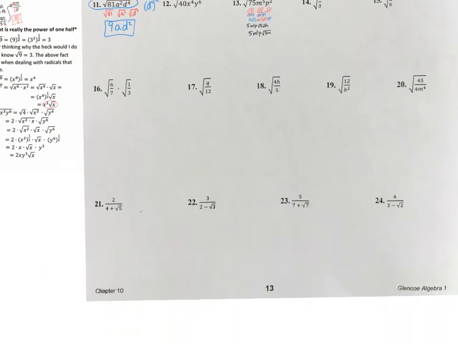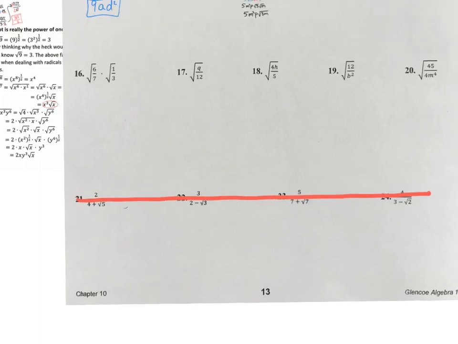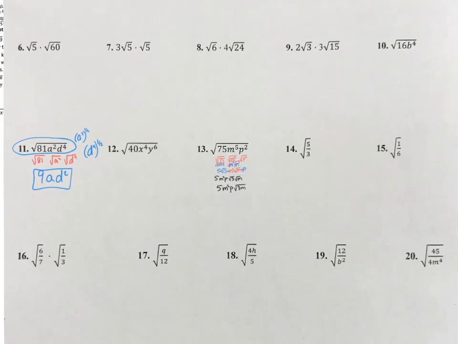Oh yeah, by the way, we are not doing the last 4. 21, 22, 23, 24, don't do them. I haven't shown you how to do them, so I don't want you to do them.